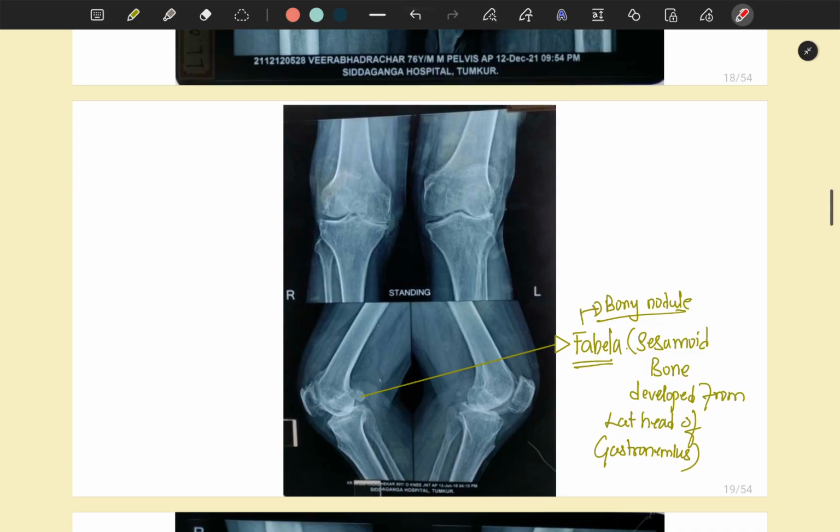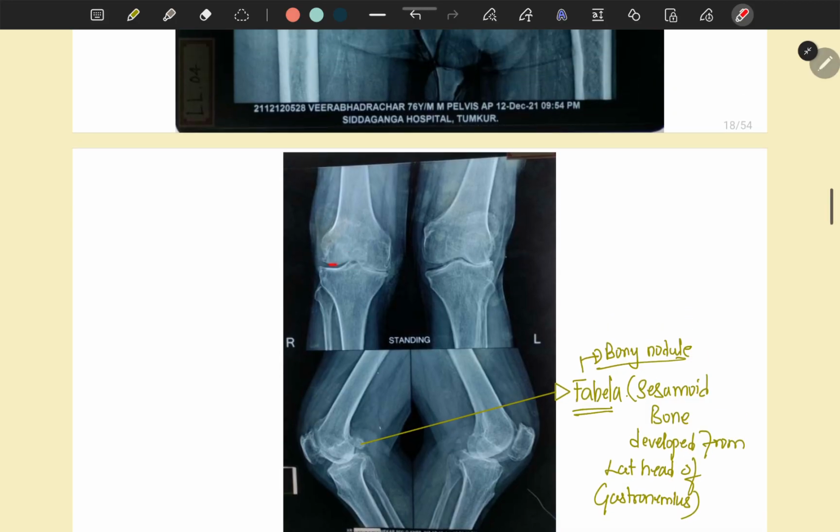So now coming to the joints. Here you can see the knee joint, which is a bicondylar variety of synovial joint. It is also a modified hinge joint. And next here you can see the superior tibiofibular joint, which is a plain type of synovial joint. And you can see here the patellofemoral joint, that is saddle type.